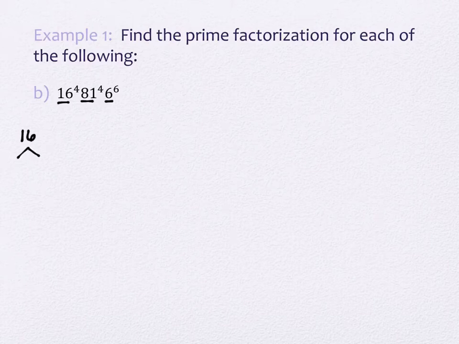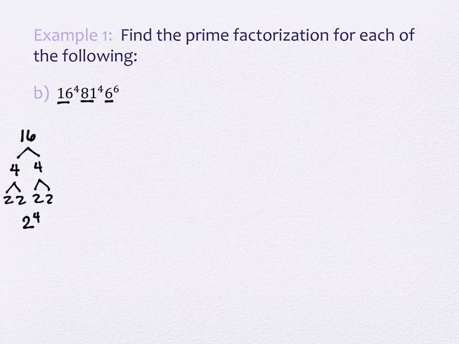16 breaks down how? 4 and 4. And how do my 4s break down? 2 and 2. So this 16 right here is actually 2 to the 4th. Let's do 81 with the division pieces. What's the smallest prime number that divides 81? 3. 9's not prime. It does divide it, but it's not prime.